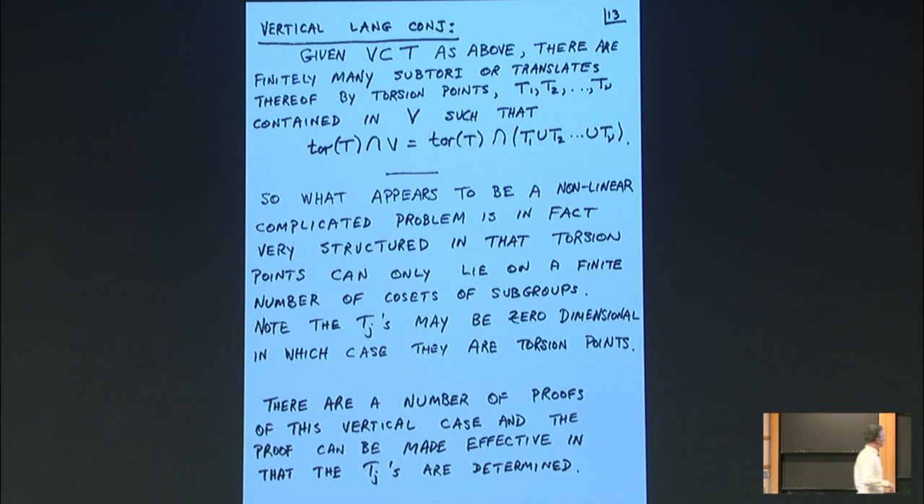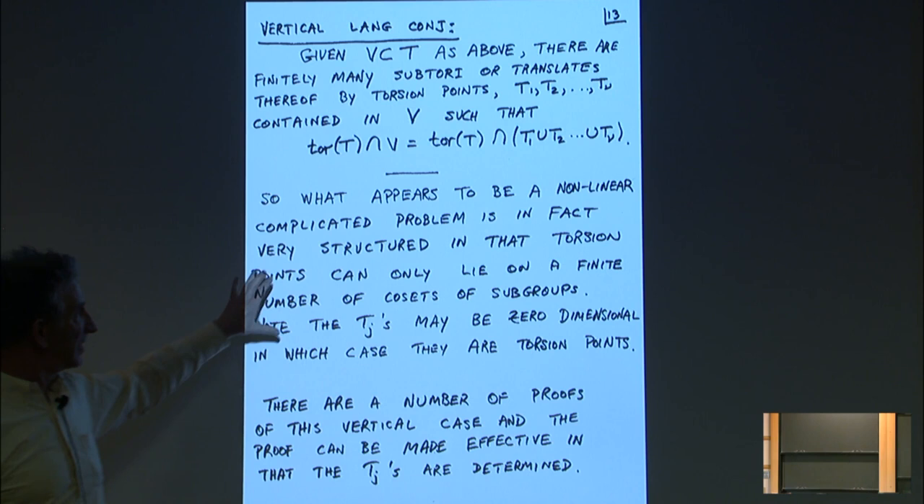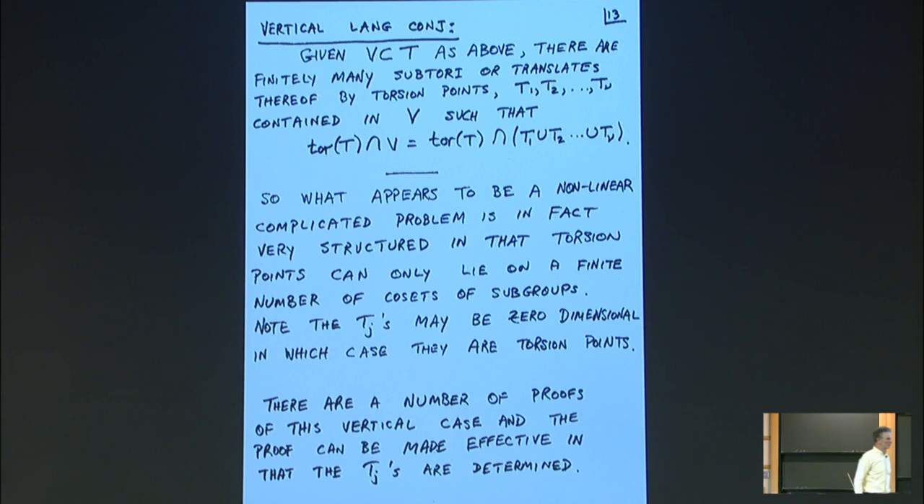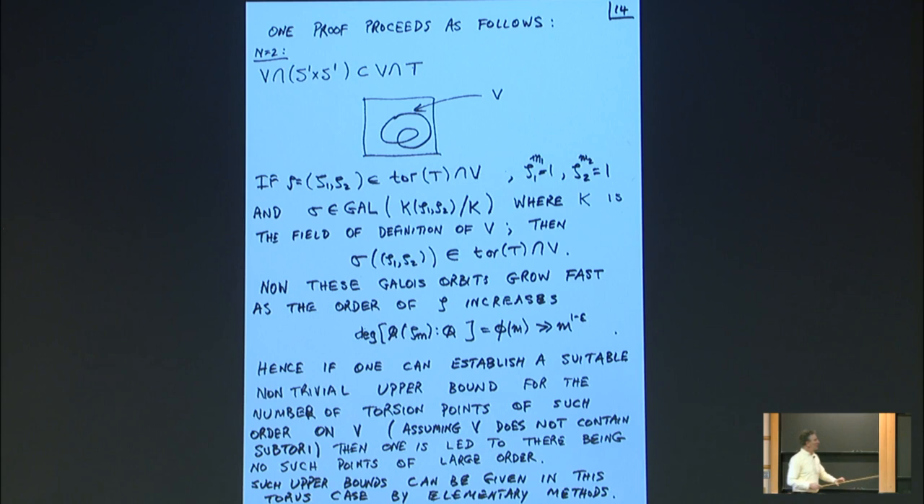These are torsion points contained in V. I'm finding the subtori or translates by torsion points. Okay, let me just say one word about one of the proofs of this, because this is a much easier theorem, but it has been generalized recently to abelian varieties, called Manin-Mumford, and to Shimura varieties. So here's a proof of this.